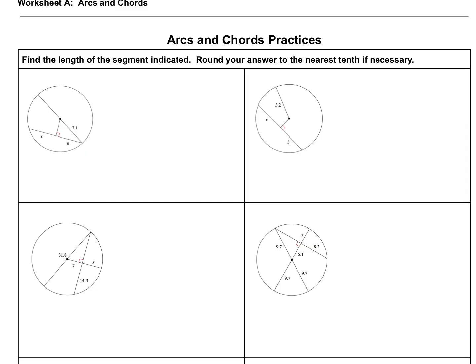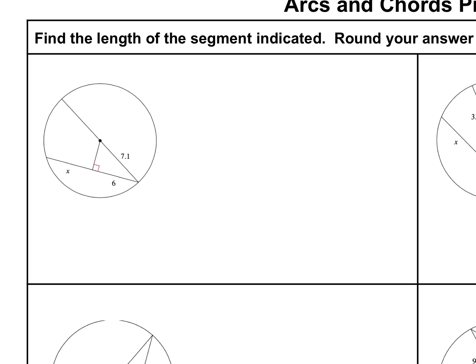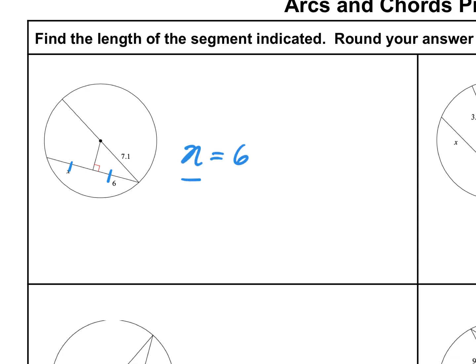Okay, so let's look at some more practice on arcs and chords. Find the length of the segment indicated. Round your answers to the nearest tenth if necessary. Let's go for the first one. In here, we are asked to find the value of x. This is very easy because the theorem says that this chord and this chord should be equal. Therefore, the value of x is equal to 6.